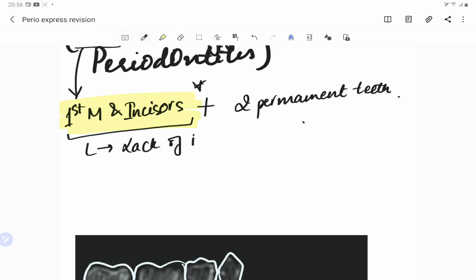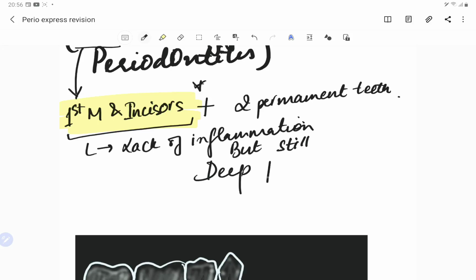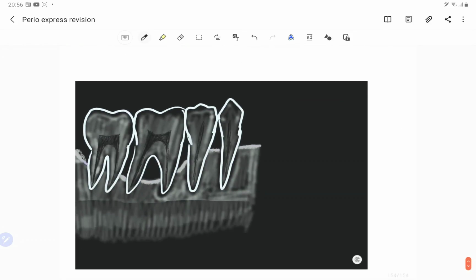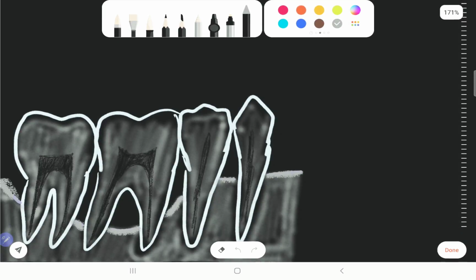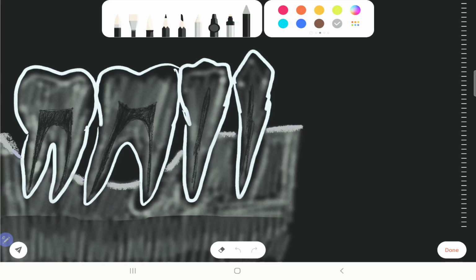But still we see the pocket. We don't see the inflammation, but still we see the deep pocket. But still deep pockets and bone loss. And guys, very important thing, the bone loss here in case of localized aggressive periodontitis is arc in shape.